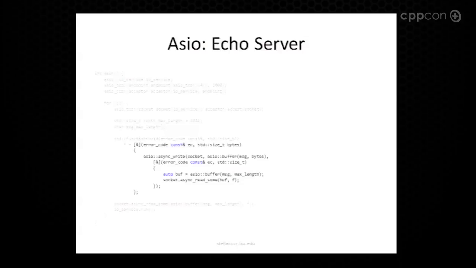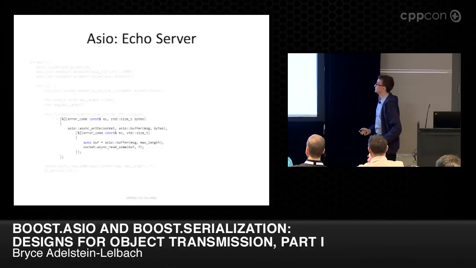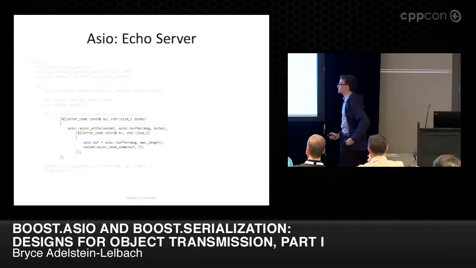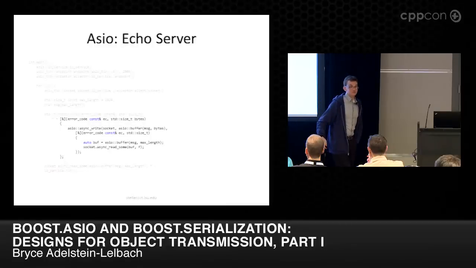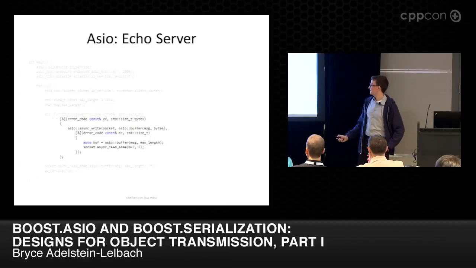This f will be passed as a callback every time we do an async read some. There are two lambdas inside of here. The outermost lambda is the read some. So we've got a message coming in, and we've got to read it. And then, well, it's an echo server, so we just want to write it back. Inside of this lambda, we're going to start another asynchronous operation, an async write.